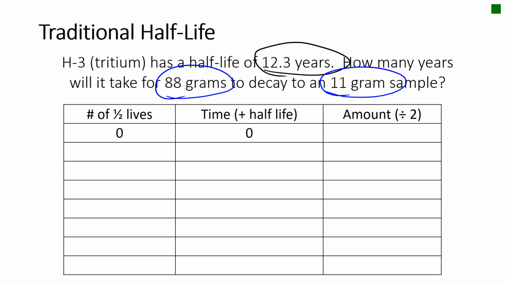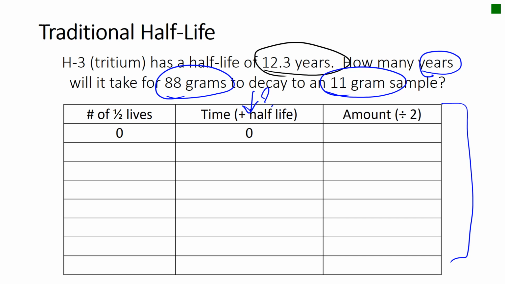When I'm trying to fill out one of these charts, what I do is try to figure out which column they give both pieces of information for, the starting and the ending information. If they give both times, or both grams, that's the column you're going to want to fill in first, and then from there you can fill in all the other columns. So when it asks for how many years, I am looking for a time amount in the end for it to go from 88 grams to 11 grams.